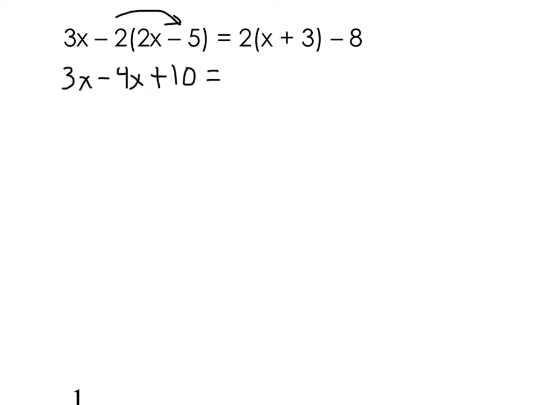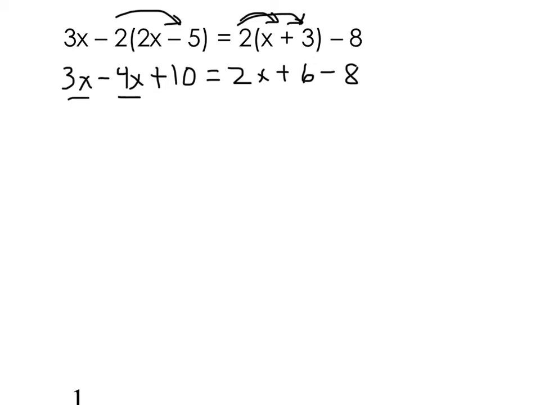We have to use the distributive property on the right-hand side. This 2 gets multiplied times both the x and the 3. That'll give us 2x plus 6 minus 8. Let's combine our like terms. We have like terms on the left.